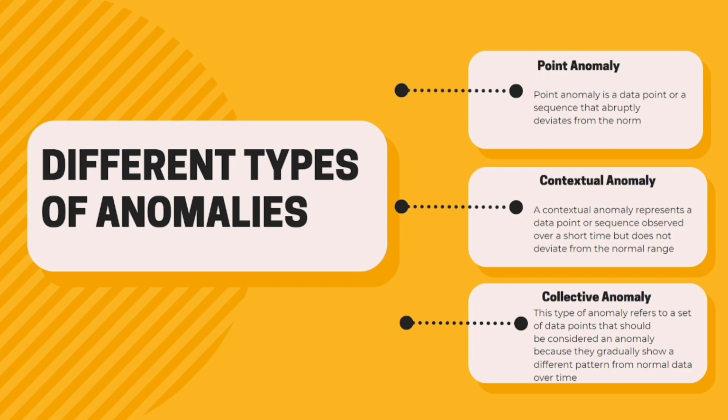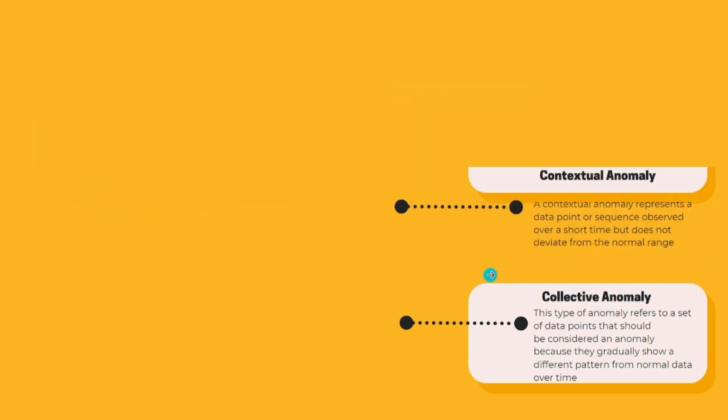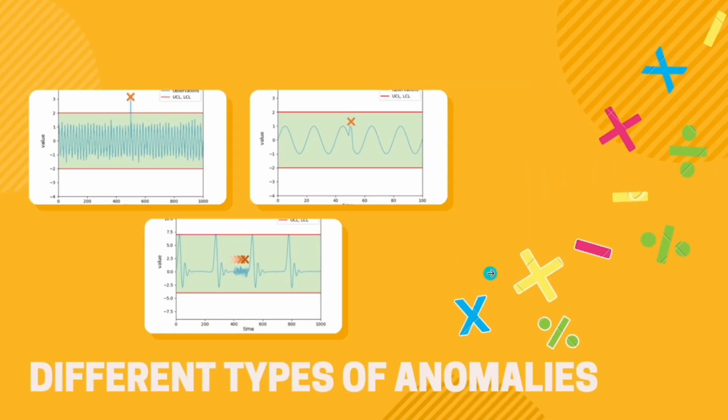And then there is collective anomaly. Collective anomaly refers to the set of data points that should be classified as anomaly because they gradually show a different pattern from normal data over time. Moving on, so these are the diagrams of different kinds of anomaly. This is point anomaly, this is a contextual anomaly, and this is a collective anomaly.